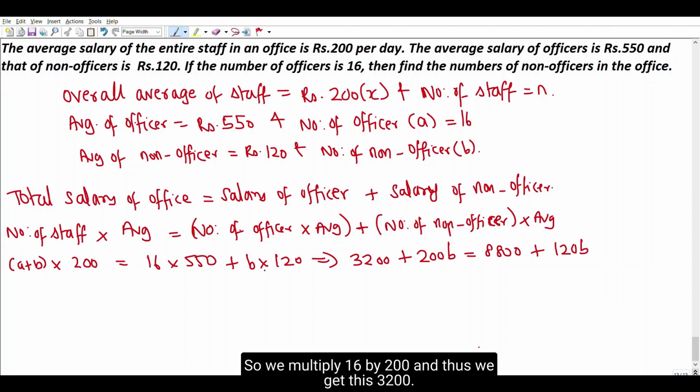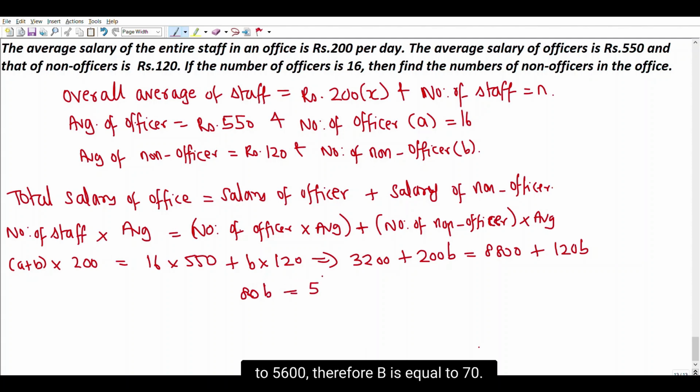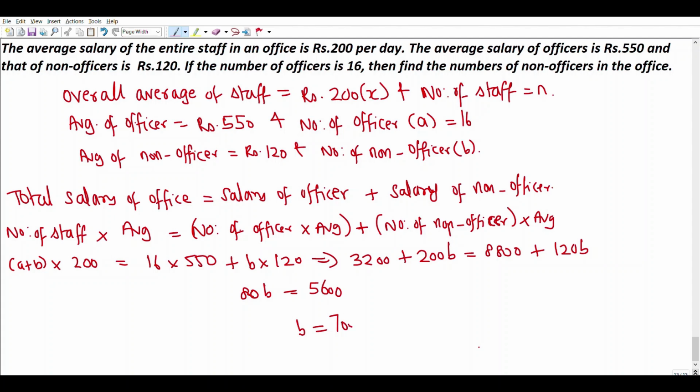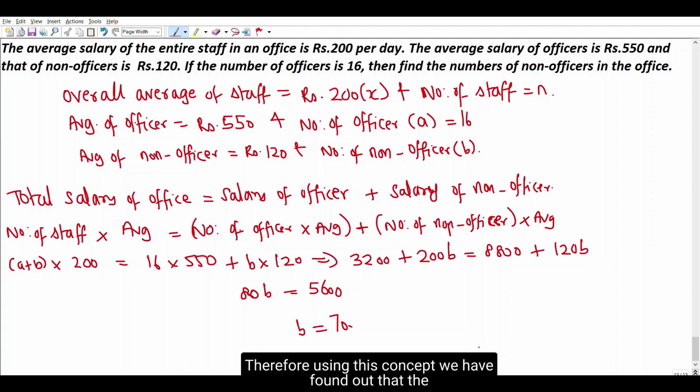So we multiply 16 by 200 and thus we get this 3200 here. Upon solving, we get 80B is equal to 5600. Therefore, B is equal to 70. Therefore, using this concept, we have found out that the number of non-officers working in the office is 70.